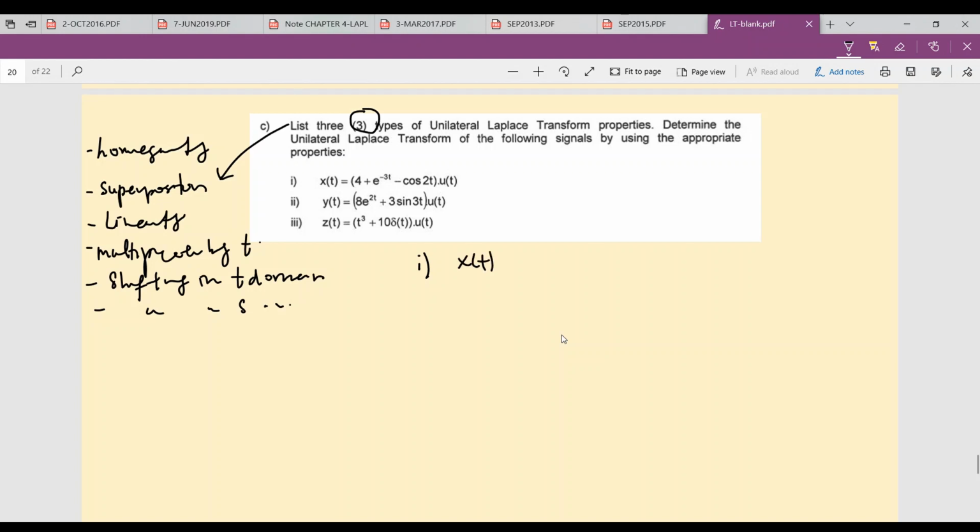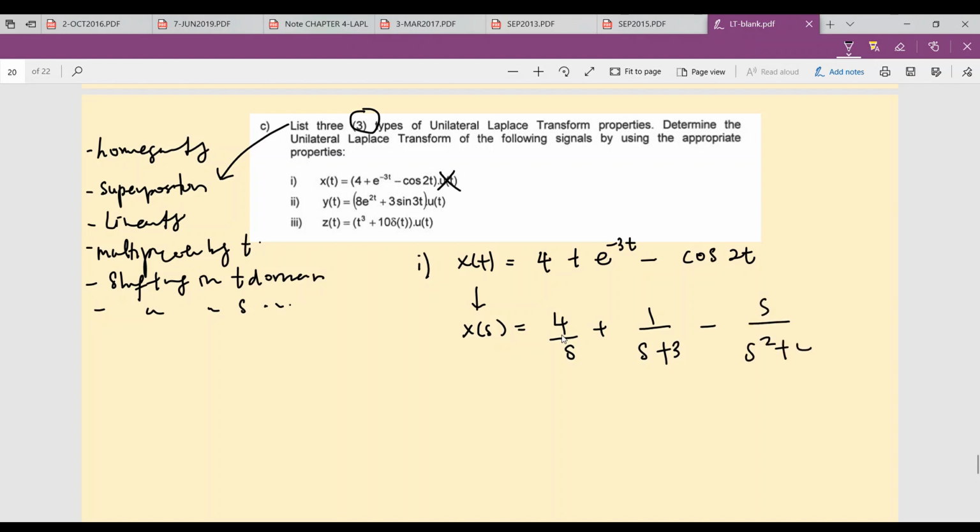XT equal to 4 plus exponent negative 3T minus cos 2T. Okay, sama juga. Yang ni saya abaikan sebab tak ada shifting pun. So, XS adalah 4 over S plus 1 over S plus 3 minus S over S square plus 4. Itu nombor 1. Nombor 2 YT.